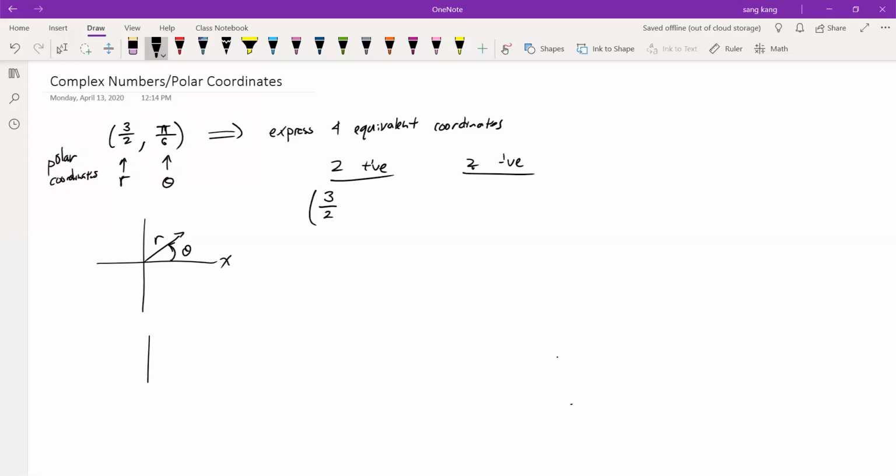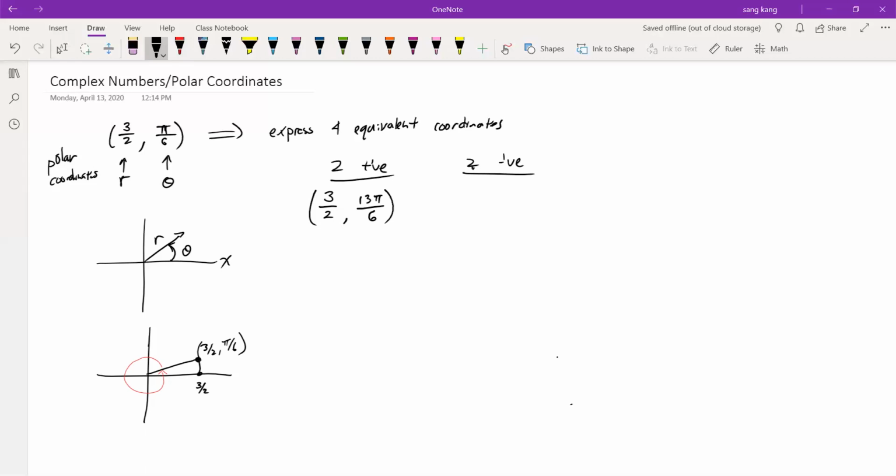So if this is, let's say, 3/2, and we rotate by pi over 6, which is roughly 30 degrees, this is our point here, 3/2, pi over 6, based on what we're given. We want to find equivalent expressions for this. So we can simply rotate this 2 pi radians. If we add 2 pi radians to that, we'll get 13 pi over 6, right? 12 pi over 6 is 2 pi radians.